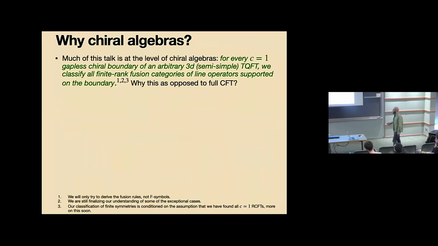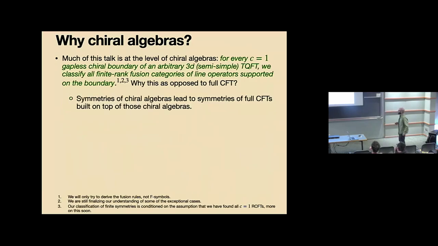The assumptions, or caveats, are that, one, I'm not going to try and probe the F symbols in all cases. I'm going to do the classification at the level of fusion rules only. And to be completely honest, we're still working out a few of the exceptional cases, but we're pretty close to being done. And the most important assumption is about the classification of C equals 1 rational conformal field theory: that all the theories we've discovered so far are all the ones that exist. I'll say more about this assumption in a bit.